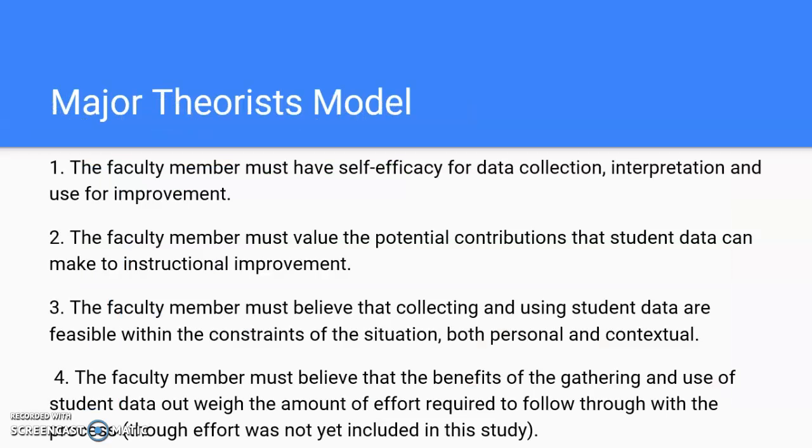In regards to the changes that are made throughout this particular course, I focused heavily on the major theorists' model in regards to some ethical considerations in collecting student data. This was a really good approach, which is kind of based off of social cognitive theory for instructors collecting data for their students. The faculty member has to have self-efficacy when they're collecting student data and interpreting that. And ultimately, these four guidelines provide a really great model for how to collect student data effectively and how to also use it in terms of the value.